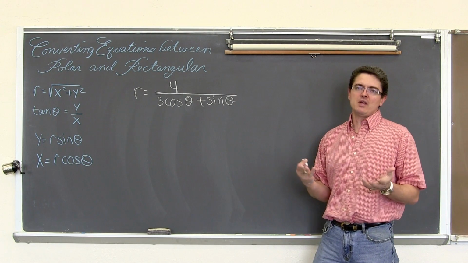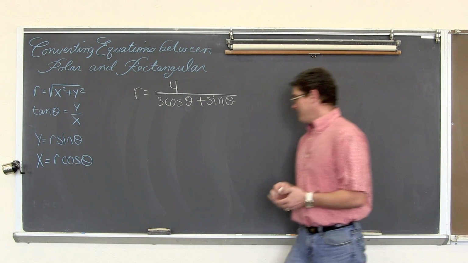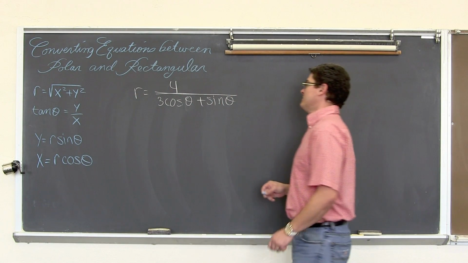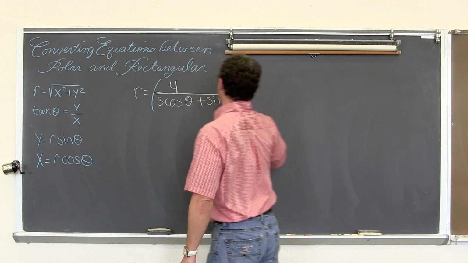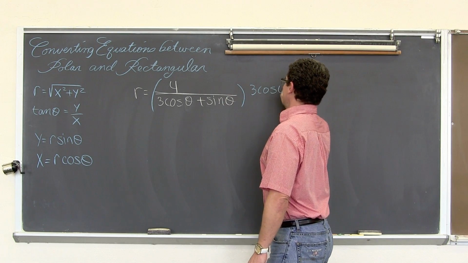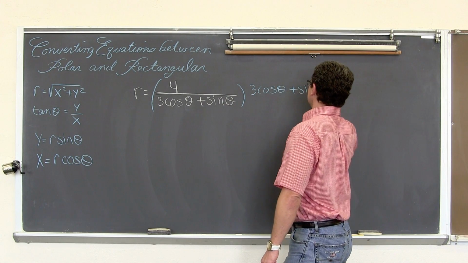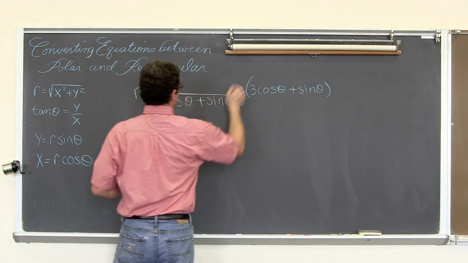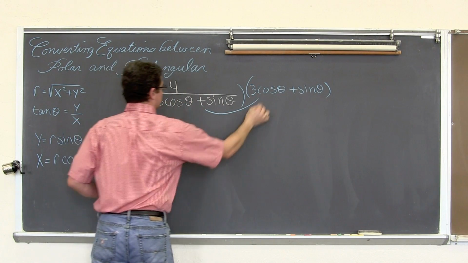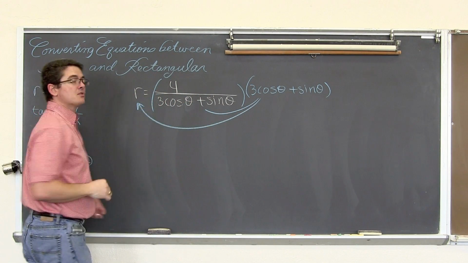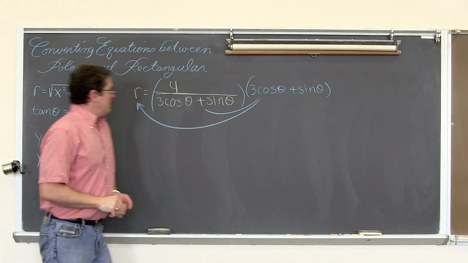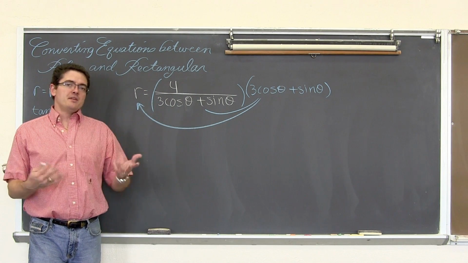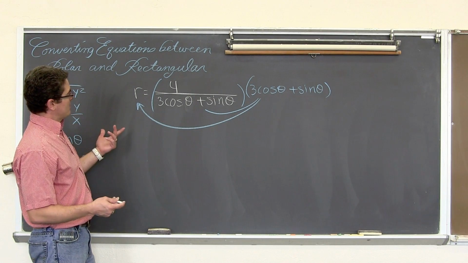And there's a multitude of ways you can do this problem. But I'm going to get the trig functions out of the denominator by multiplying both sides of the equation by 3 cosine theta plus sine theta. And I'm a little tight on space here, so I'm just going to draw that. I'm going to put this to the left side and to the right side. If you see another way to do this problem, just fiddle with it and see how it comes out. This is how I'm going to work it.